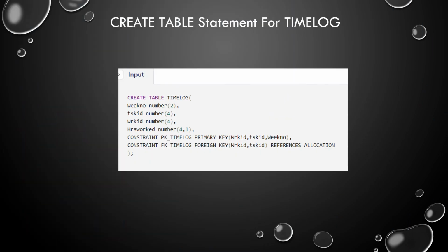This is how we add the create table statement for time log. As you can see, week number, task ID, work ID, hours worked are the column names and number is the data type of all columns in the time log table. These are the length of characters in each data type and hours worked values can have one decimal point because of this. There are primary key and foreign key constraints in this table and I will explain it in upcoming slides.